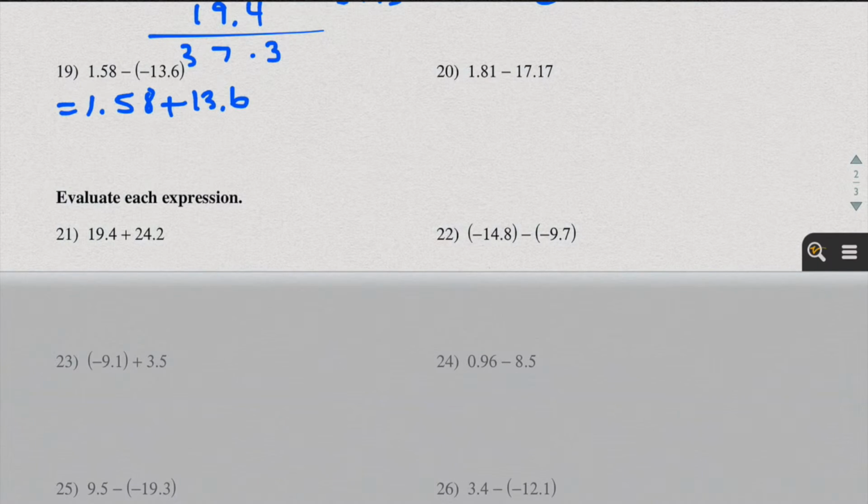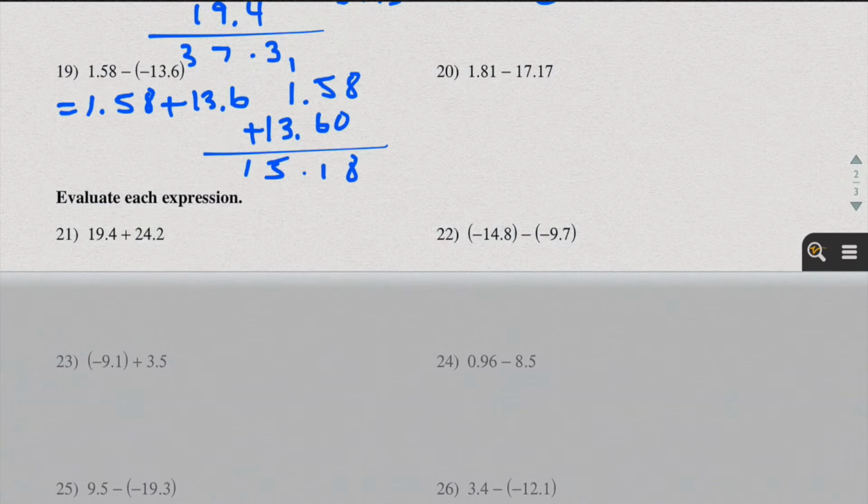13.6. Just add those like we normally would. 1.58 plus 13.6. Add a 0. 8 plus 0 is 8. 5 plus 6 is 11. Bring down the decimal. 1 plus 1 plus 3 is 5. Then a 1. So we get 15.18.